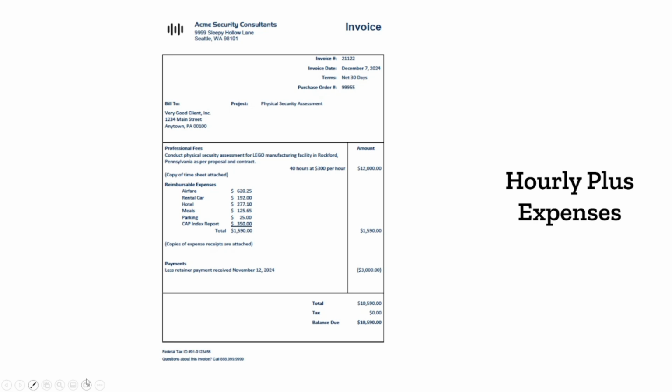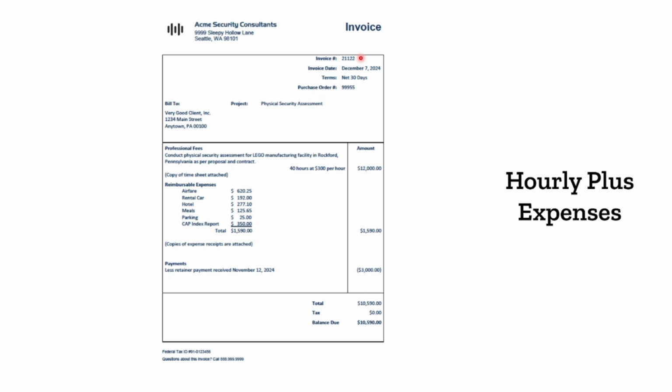Invoice number. This is a number that uniquely identifies each invoice. In most cases, consultants will number their invoices sequentially. In some cases, they will include a prefix that identifies the year. For example, an invoice created in 2024 would start with the numbers 24.